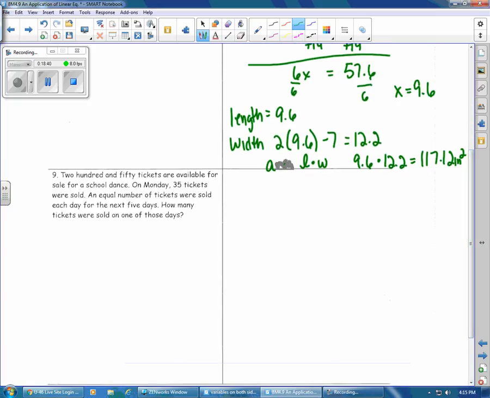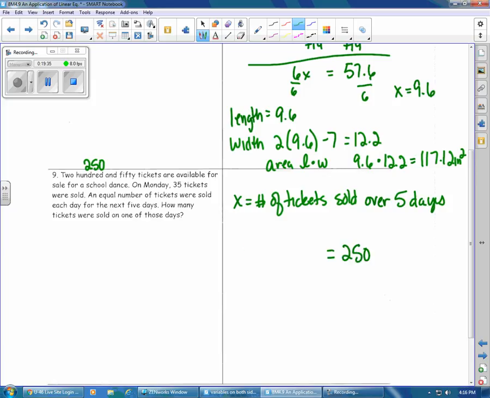Number 9. 250 tickets are available for sale at a school dance. On Monday, 35 tickets are sold. An equal number of tickets were sold each day for the next 5 days. How many tickets were sold on one of those days? So x is the number of tickets sold Tuesday through Friday, right? For the next 5 days. Okay, so we're going to equal 250 because that's the total number of tickets that are available. On the first day we sold 35. Then if we sold an equal amount over the next 5 days, that's going to be 5x.